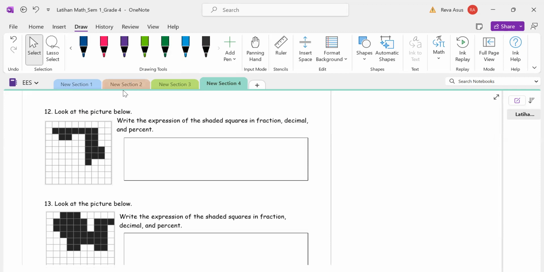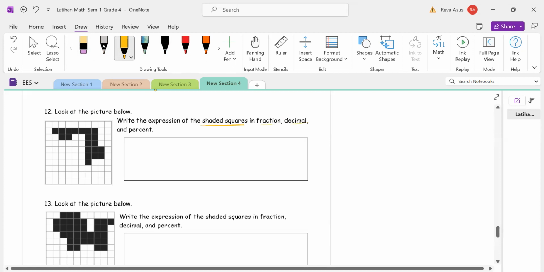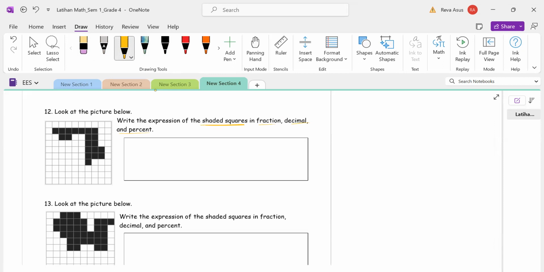And then next, let's take a look at number 12. For number 12, write the expression of the shaded squares in fraction, decimal, and percent. We can find out how many small squares there are here. The way is like this. This is 1, 2, 3, 4, 5, 6, 7, 8, 9, 10. So there are 10 here. And then 1 to 10, there are 10 here. There are 10 in vertical, 10 in horizontal, and then we multiply them, it becomes 100.